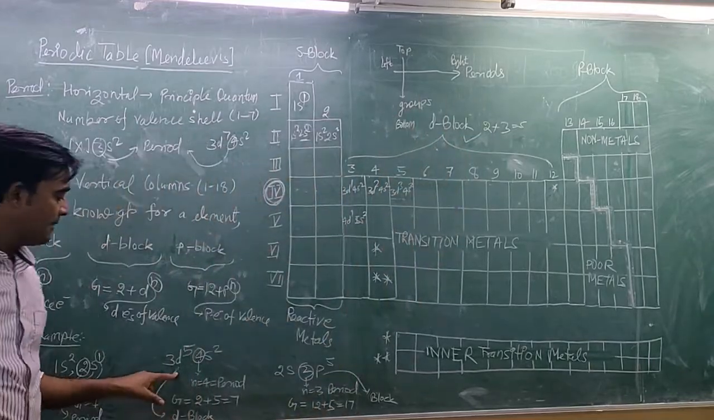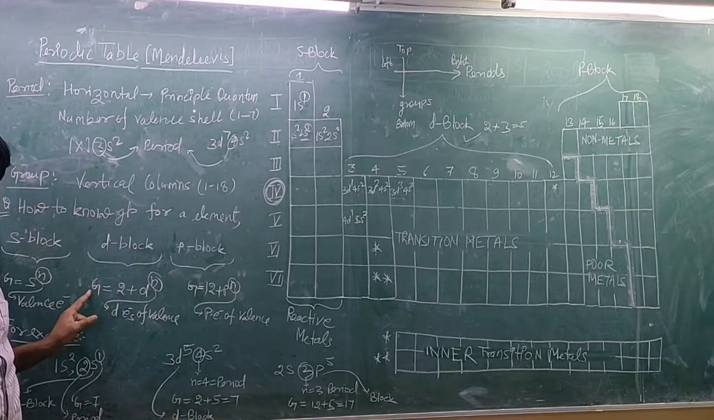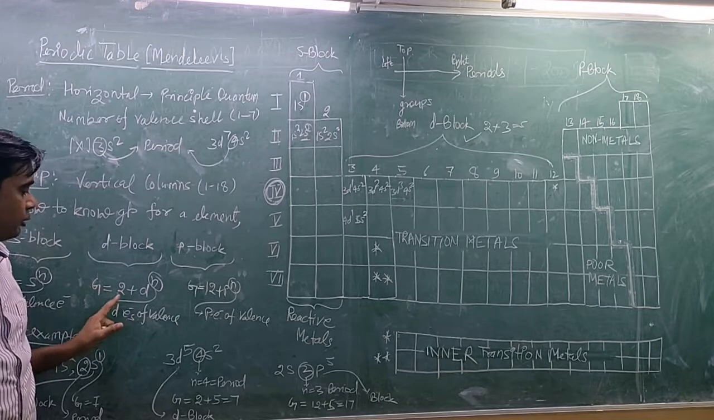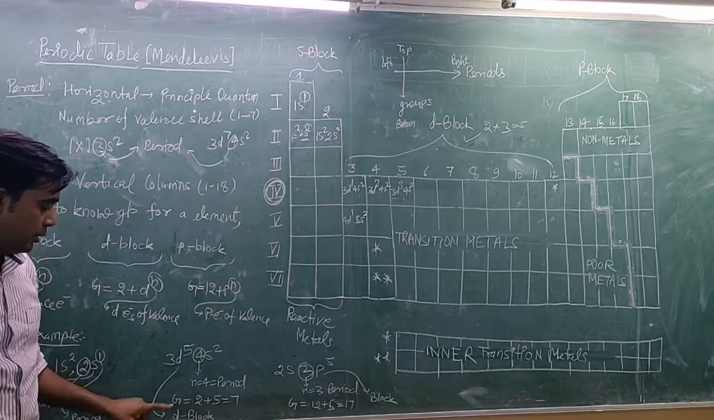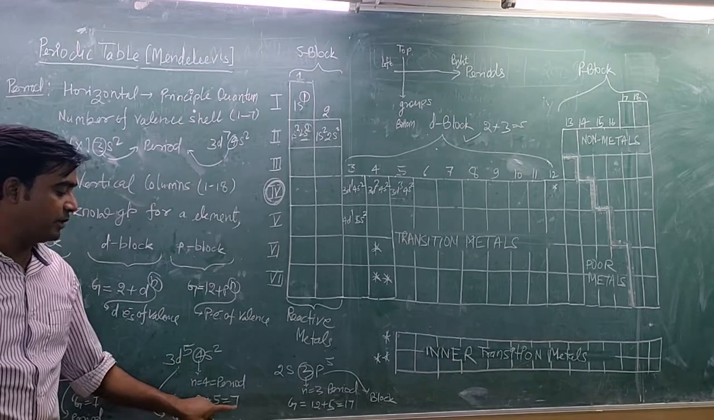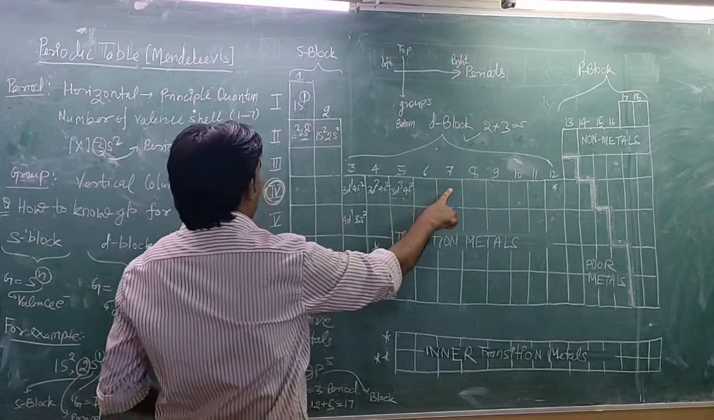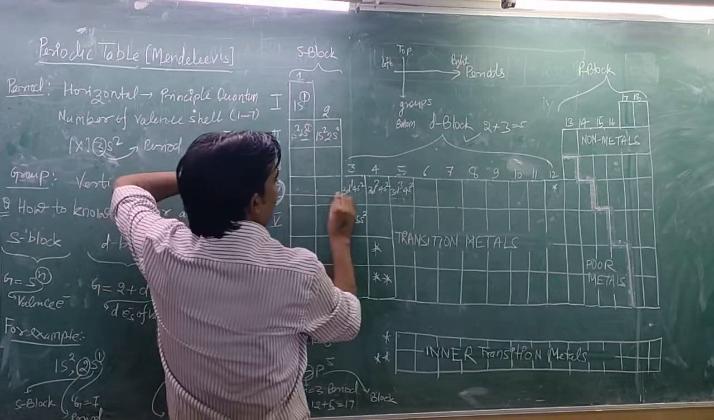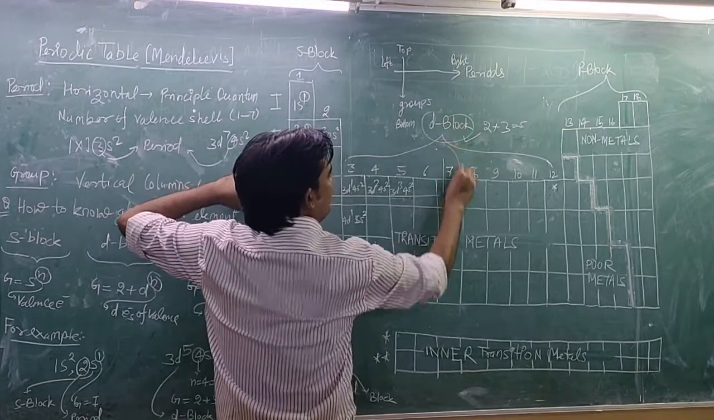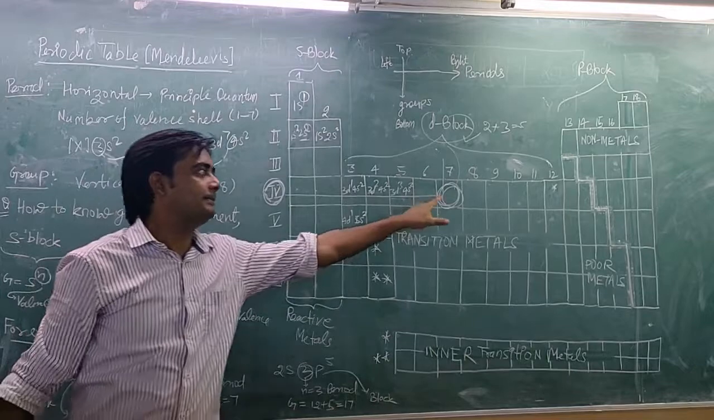Now for a d block element, if you want to calculate the group number, you need to add 2 plus d electrons. So 2 plus d electrons, which are 5. 2 plus 5 is equal to 7. So, fourth period, 7th group, d block element. This is the exact location of this electronic configuration.